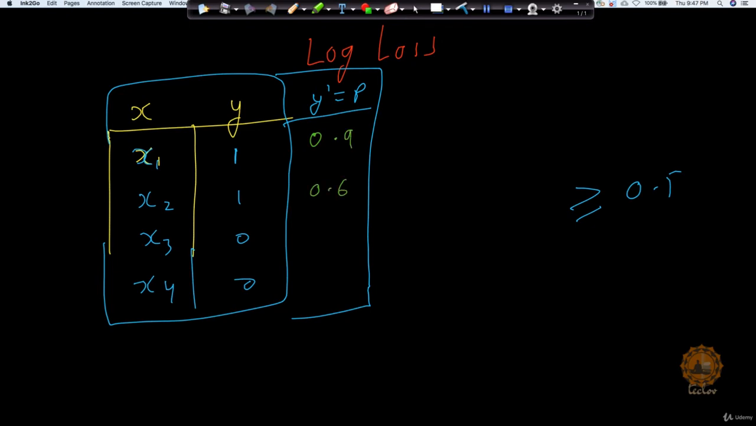Second one I got 0.6. Can you see that it's a close decision, because we have just a probability greater than 0.5, so that's why we have considered it. Third column is, let's say, 0.1. This is good for predicting it to be 0, but let's say 1 is 0.4.